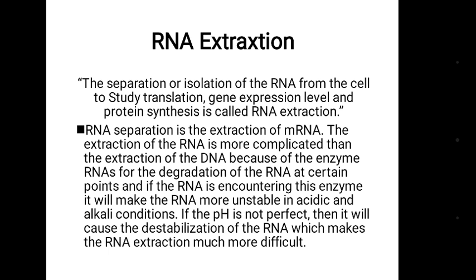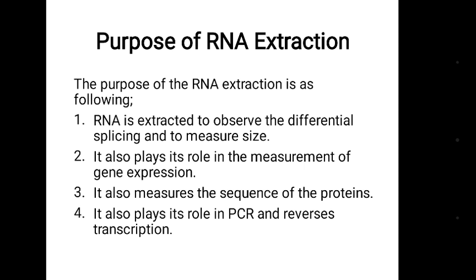And if the RNA is encountering this enzyme, it will make the RNA more unstable in acidic and alkaline conditions. If the pH is not perfect, then it will cause the destabilization of RNA, which makes the RNA extraction much more difficult. Then next is the purpose of RNA extraction. RNA is extracted to observe the differential splicing and measure size. It also plays an important role in the measurement of the gene expression. It also measures the sequence of the proteins. It also plays an important role in PCR technique and reverse transcription.